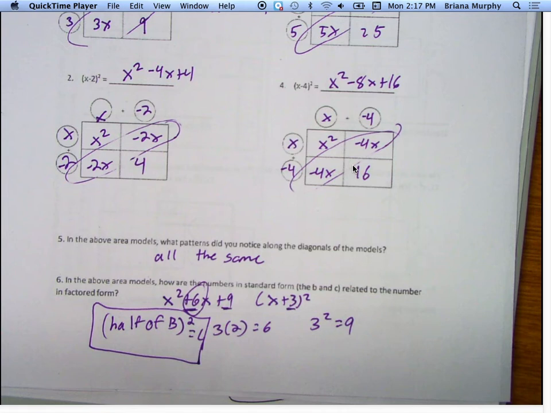Standard form is like x squared plus 3x. And factored form is just parentheses. Yep. Okay. To the back.